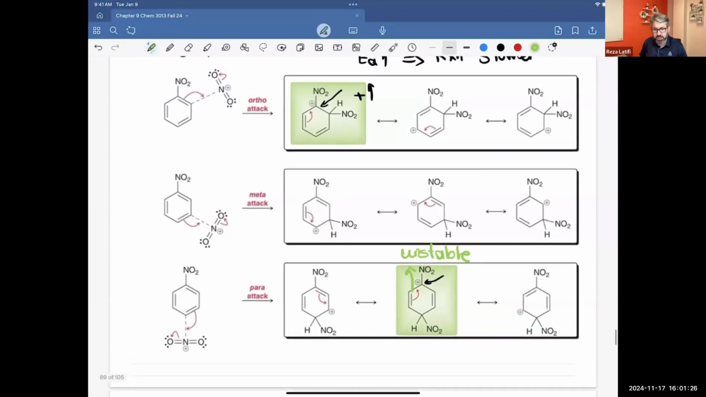Now, how about the meta position? As you see, and it doesn't matter whether we are attacking the right or left meta position, the positive charge is not going to show up on this carbon. It doesn't matter how many resonance structures you draw, the positive charge is not going to be there. And because it's not close to the nitro group, we are not exaggerating the positive charge. Or yes, you can say the nitro group is still pulling electron density, but it is still far from the positive charge. I'm going to say the exaggeration here is not that extreme, and so the electrophile will see more electron density on the meta position rather than the ortho or para position, and the attack will happen there.